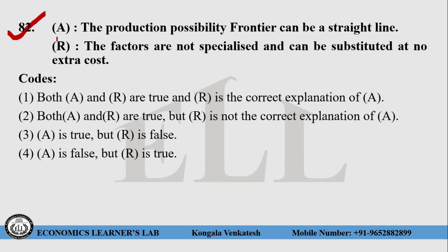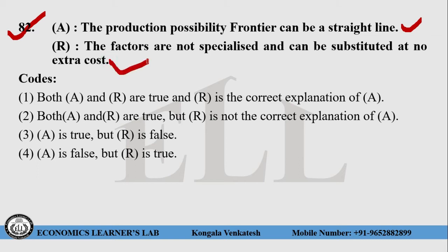Okay, time up. Let us see. Assertion A. The production possibility frontier can be a straight line. Yes, this is correct. There is a chance of the production possibility frontier being a straight line. Reason R. The factors are not specialized and can be substituted at no extra cost. Yes, this is also correct.